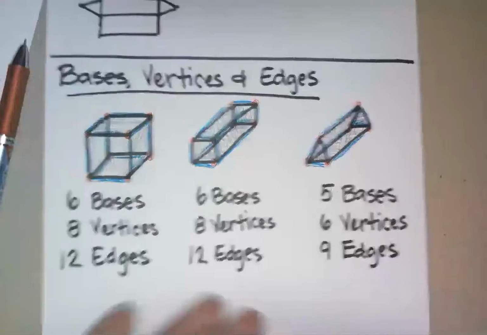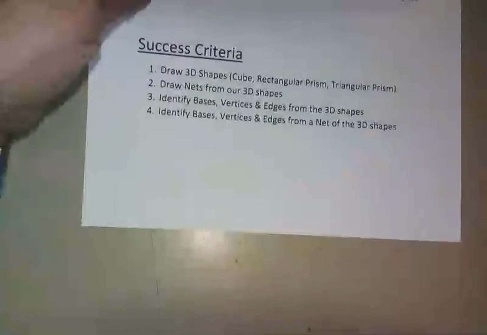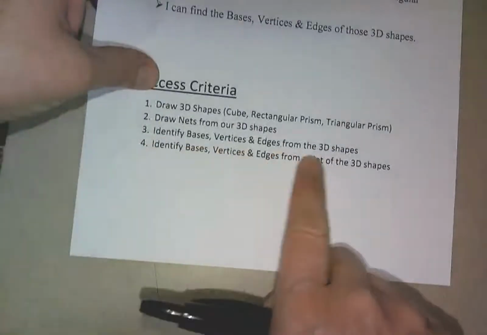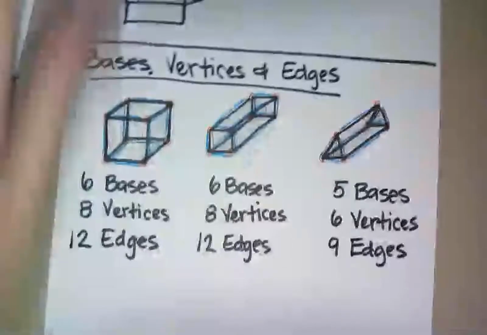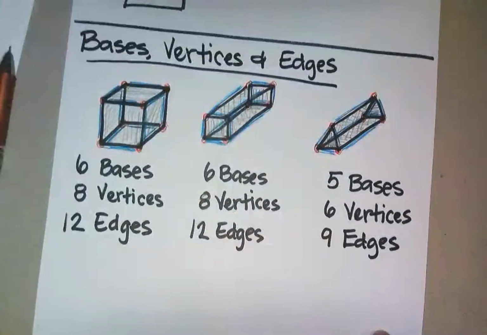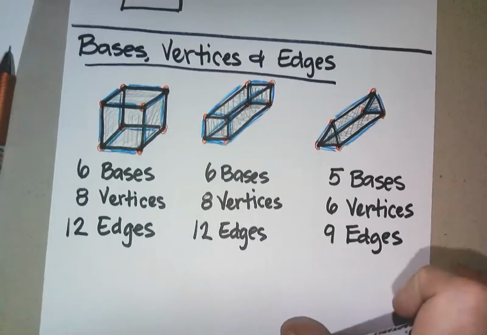And there you go. Of our success criteria for number 3, we identified bases, vertices, and edges from the 3D shapes. You think you can follow along with what I did? Okay, the next part is finding the bases, vertices, and edges starting from a net.